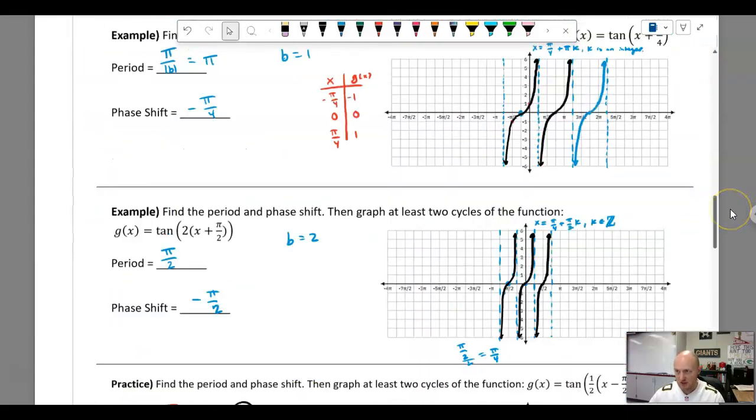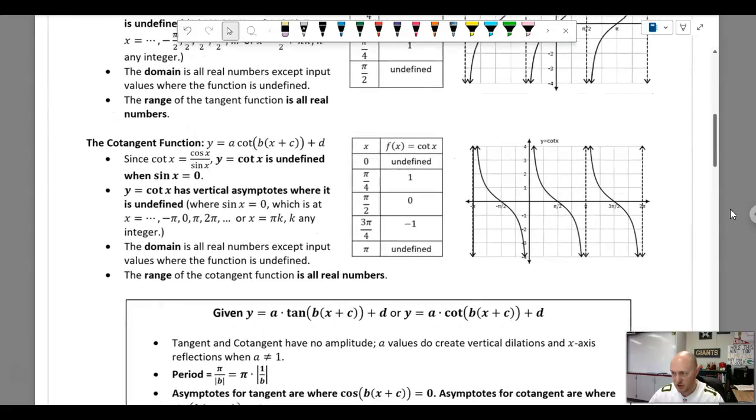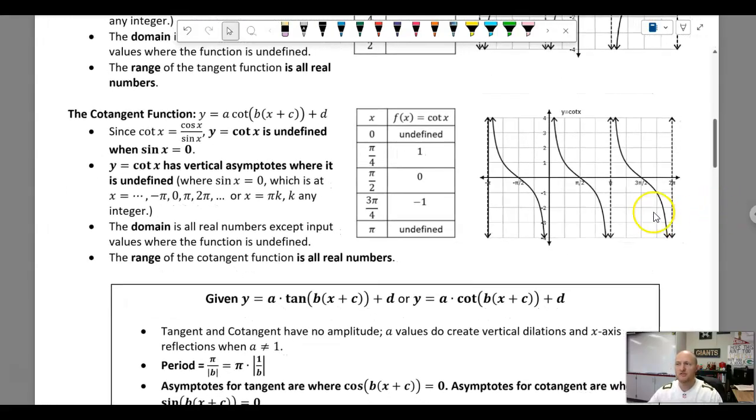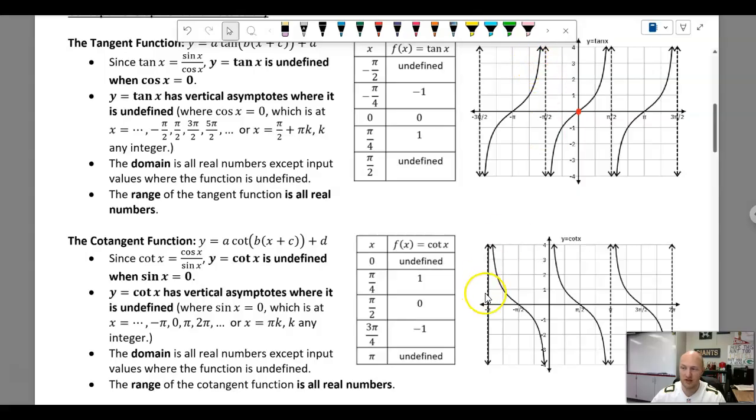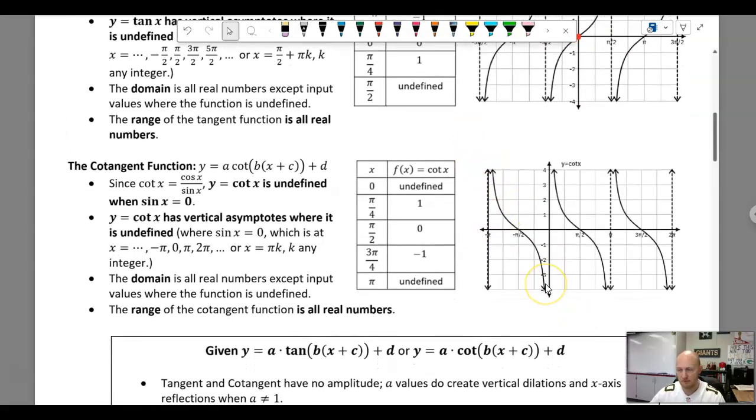What about cotangent? So I want to look at cotangent, and cotangent looks very, very similar. Hopefully you noticed that it looks like a cubic function. We have asymptotes, the period from 0 to pi, so our period is pi. What's different is that it's a decreasing function. Notice tangent's increasing, it goes up from left to right. Cotangent goes down from left to right. Also, where our asymptotes are is different from tangent.